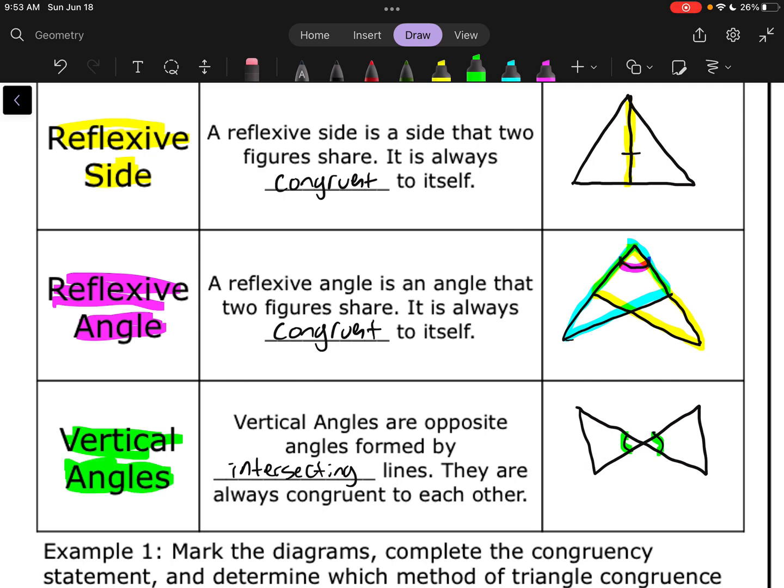So our goal, we're on the lookout for 3 congruent things. If we can find 3 congruent things between these 2 triangles, then we can use those things to figure out if it's going to be side, side, side, side, angle, one of those things. And sometimes we're not going to be able to see 3 congruent things right away. And if we don't, let's be on the lookout for any of these things that we just saw. Reflexive sides, vertical angles, that kind of stuff.